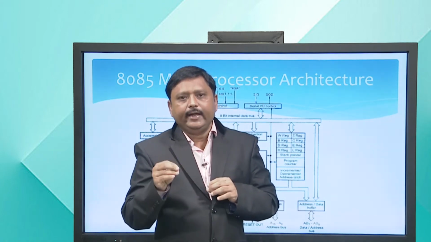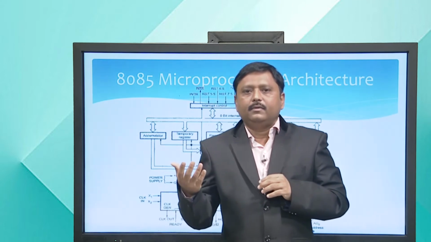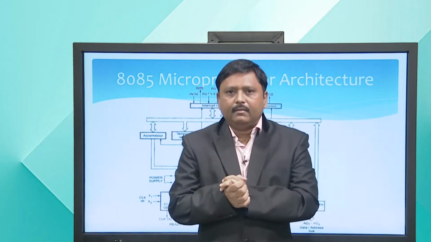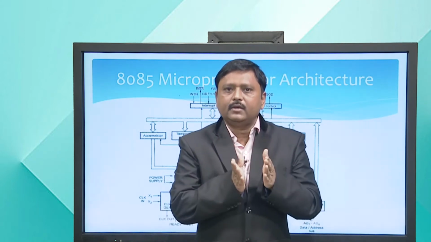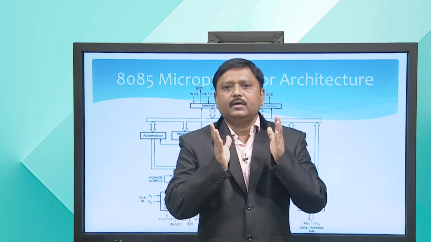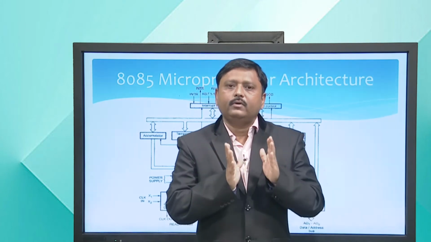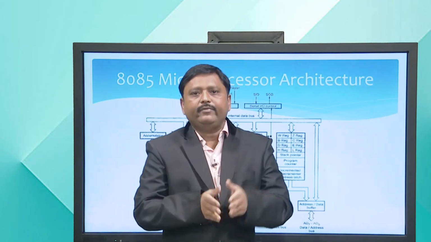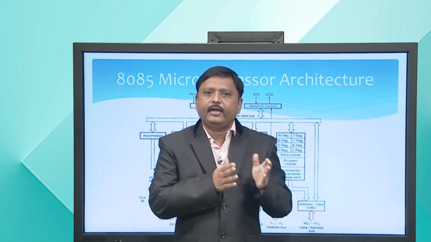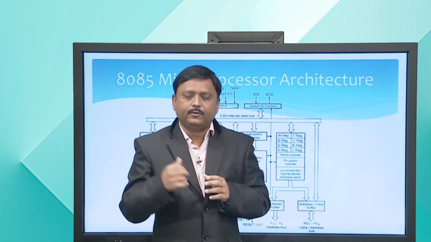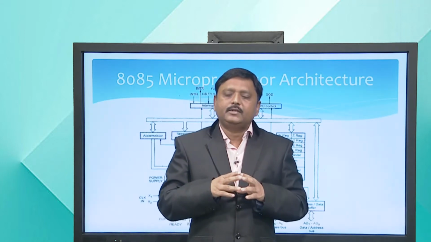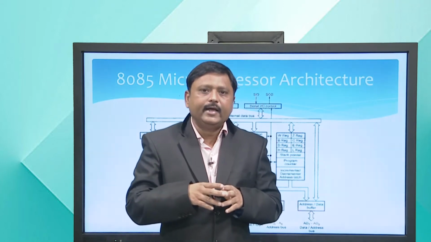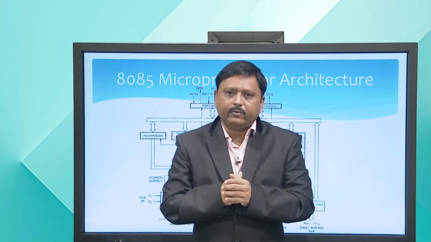So, basically the size of the data bus determines the size of the microprocessor. If the data bus is 8-bit, then we can say it is an 8-bit microprocessor. If the data bus size is 16-bit, we can say it is a 16-bit microprocessor.